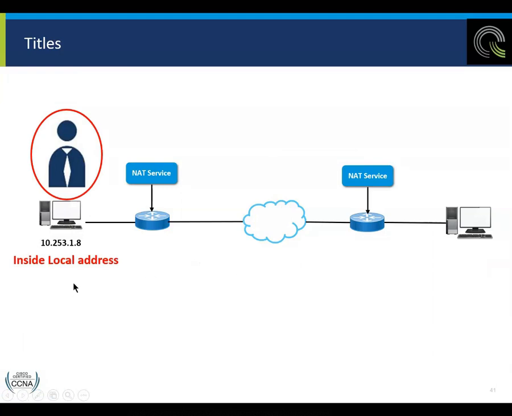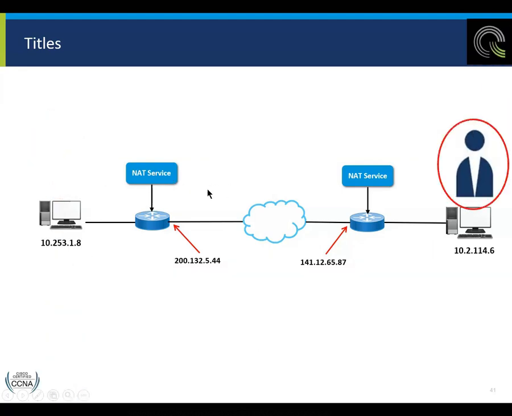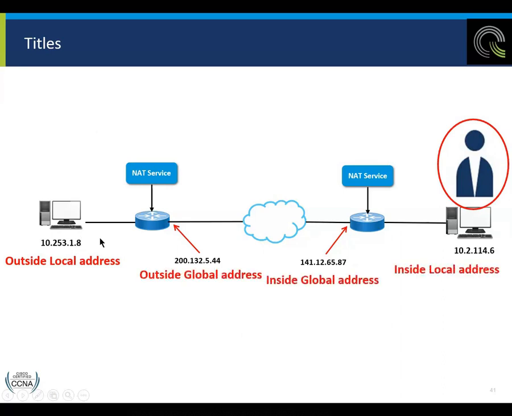So the inside local address, the inside global address. The inside local address again here is the private IP address, the 10 address. In this case, the inside global address is the public address, the 200 dot whatever. The outside global is the other guy's public IP address, and the outside local is the other guy's private IP address. If we reverse the process, then we become the outside local and the outside global, and they become the inside local and the inside global.